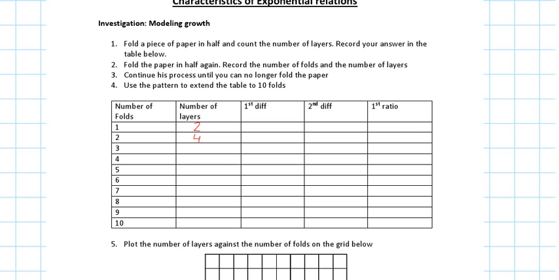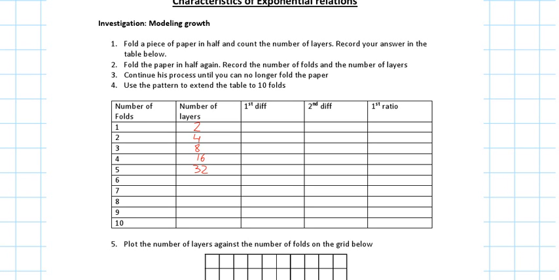So I have 8. Fold it again. It's going to be 16 because 8 and 8, right? It's getting hard to fold even more. But if you fold it one more time, how many layers do you see? 32. If you fold it one more time, 64.